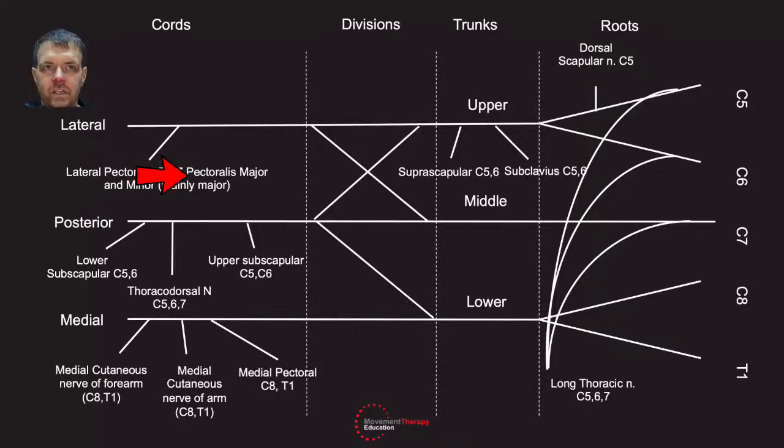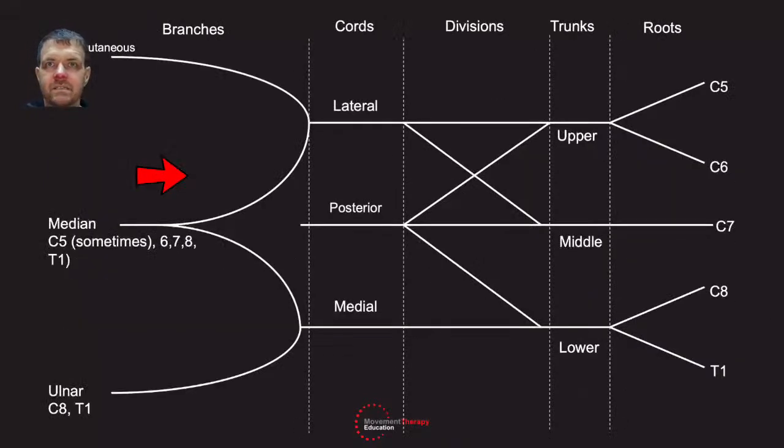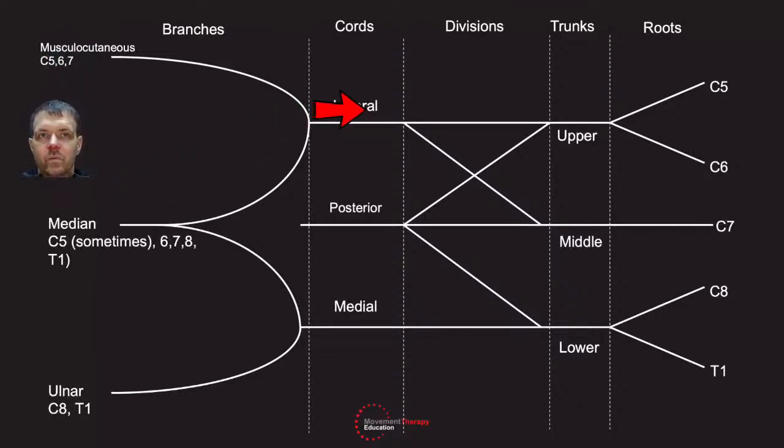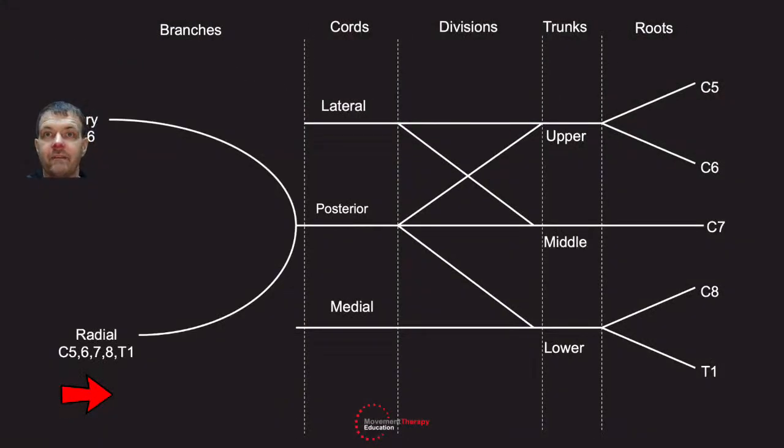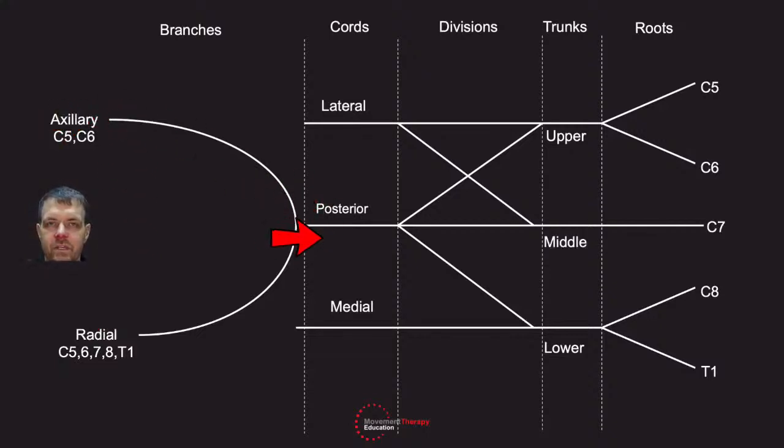Okay, and then the last bit to add on the ends is these. Just move me out of the way. So we've got the lateral cord supplying part of the median and the musculocutaneous nerve. The medial cord supplies the other half of the median and the ulnar nerve. And then, the last two branches, which you've seen already, the radial and axillary, come off of that posterior cord.